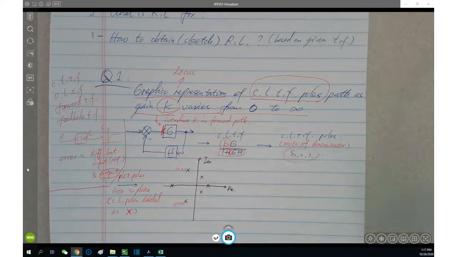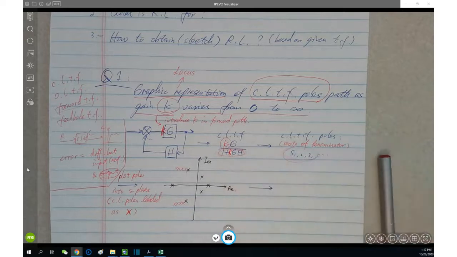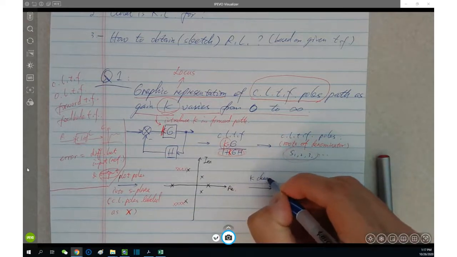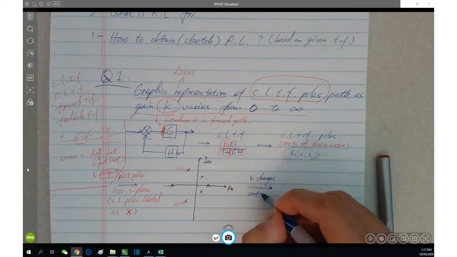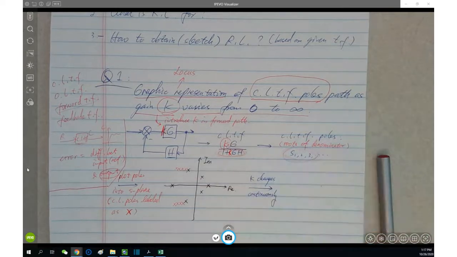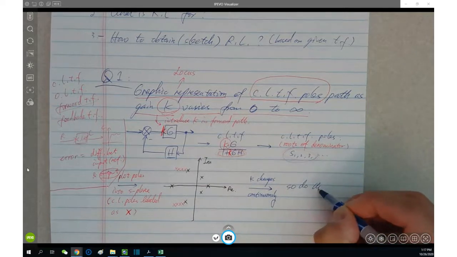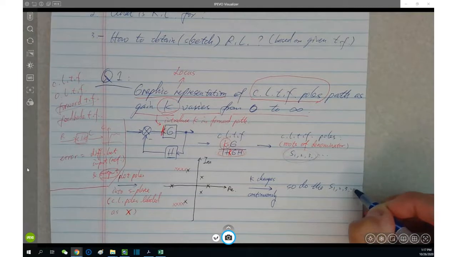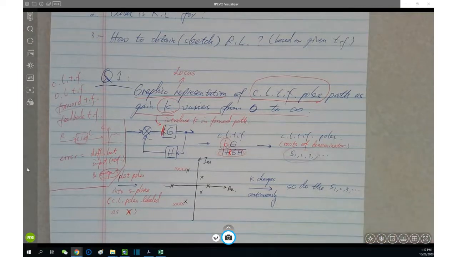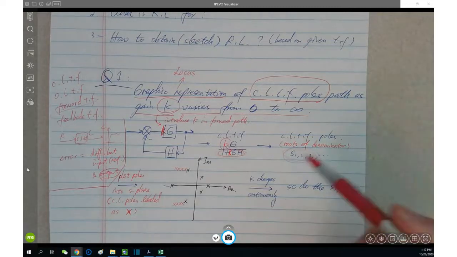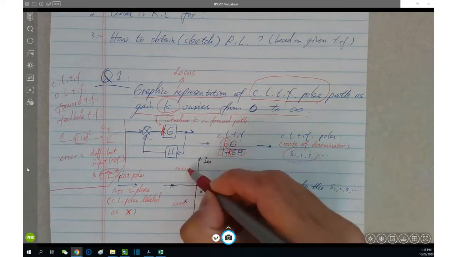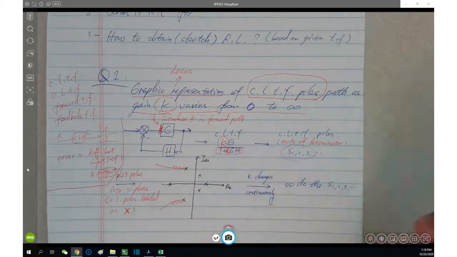If K changes continuously, what happened? So do the closed loop poles. Therefore, what we're going to see, instead of seeing a bunch of crosses or dots, is a path. Does it make sense?